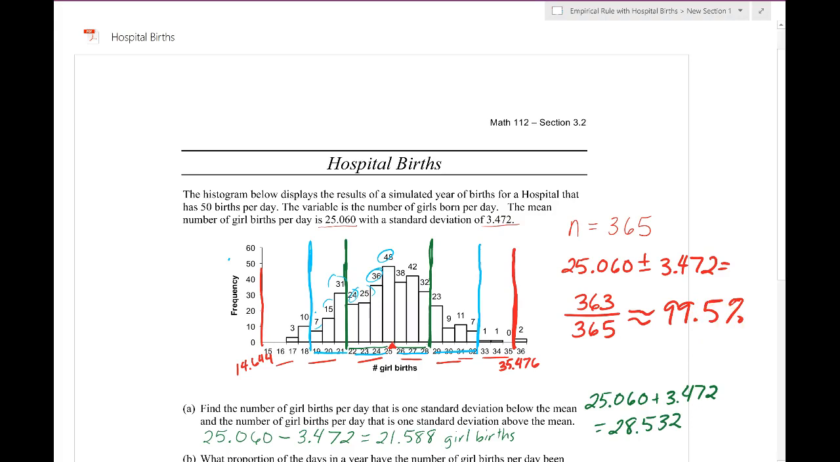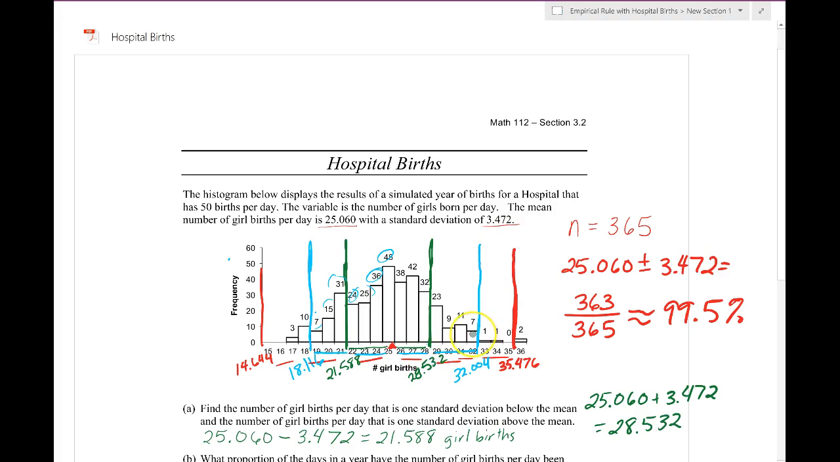So once again, let me show you again. Let's give the boundaries. This was 18, the lower for 2 deviations, 18 point, help me out, Mars. 116. And then the upper was 32.004. And then for the first deviation, 21.588 and 28.532. So there's your fences.